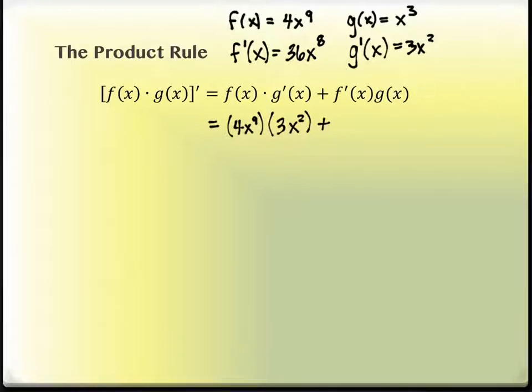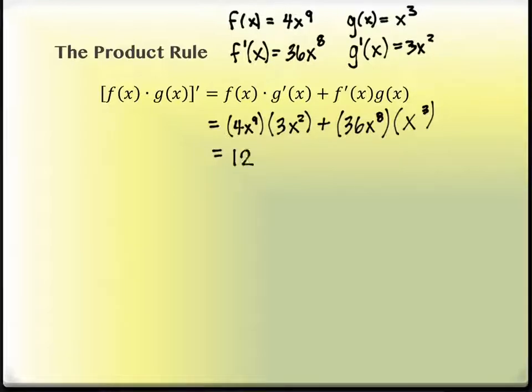And then I take the derivative of the first function, which was 36x to the 8th, and I multiply it by the original second function, which was x cubed. Okay? What I'm really trying to do is convince you. This is not a proof, but it is an argument with a specific example so that you can see it would work.